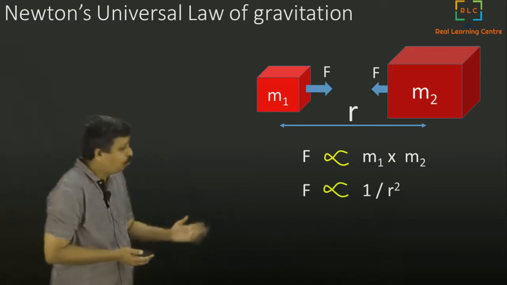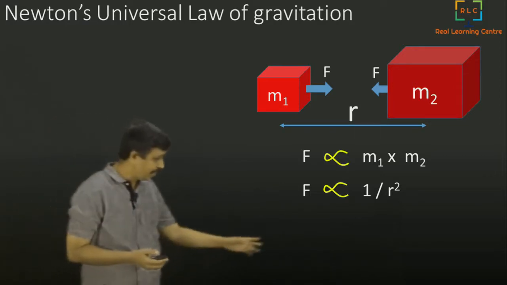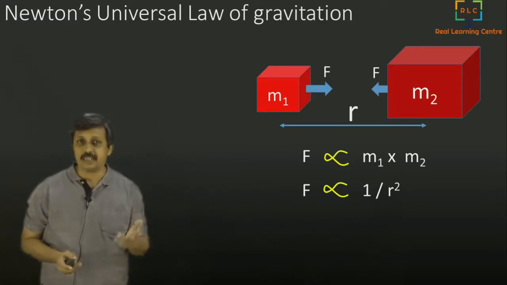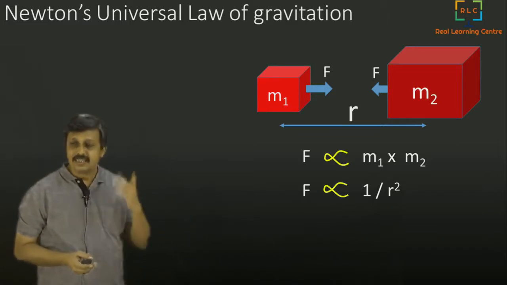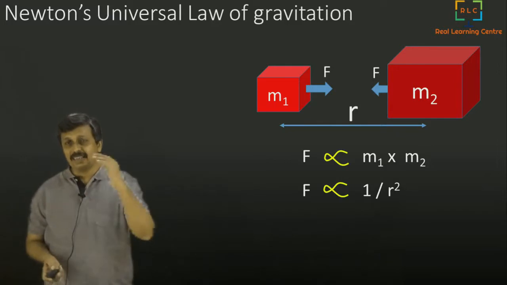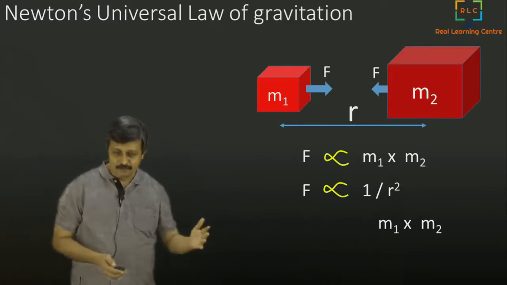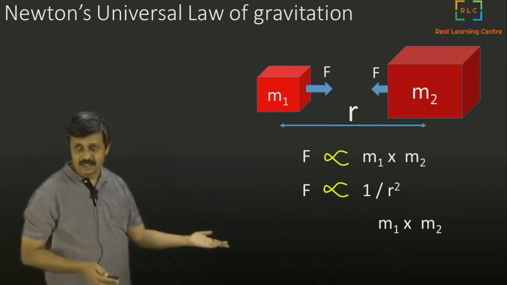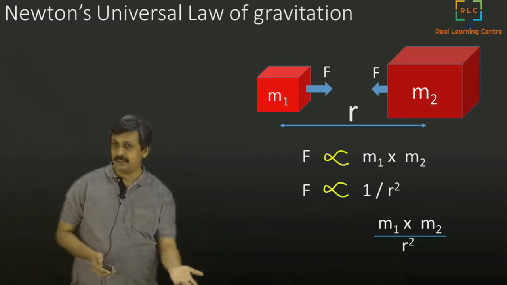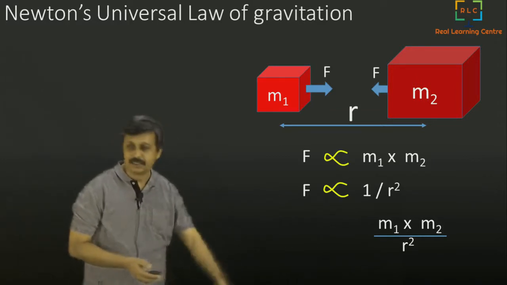So he says that force is inversely proportional to r square, where r is the distance between them. It is directly proportional to the product of the masses and inversely proportional to r square. In maths, we can combine them: m1, m2 in the numerator and r square in the denominator. So F is proportional to m1 m2 divided by r square.